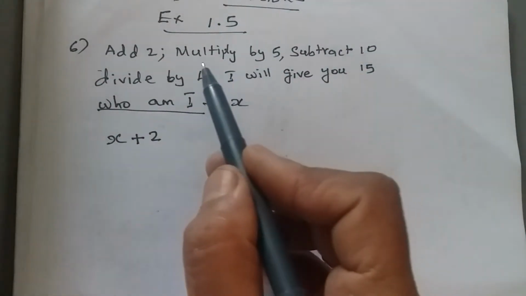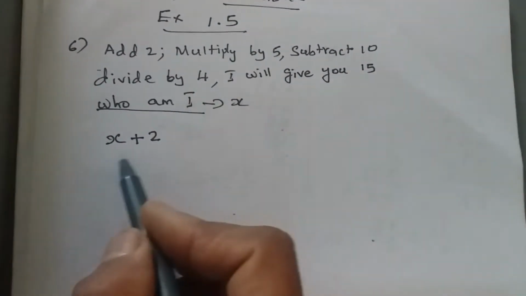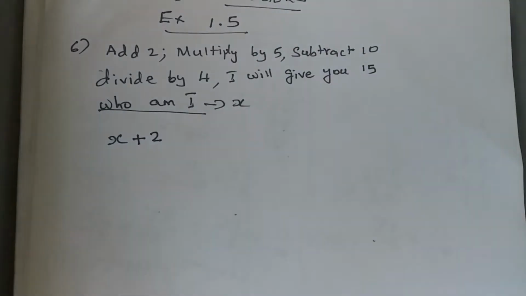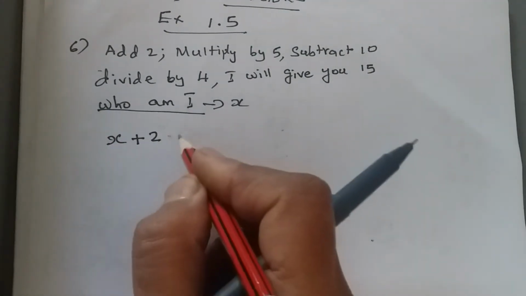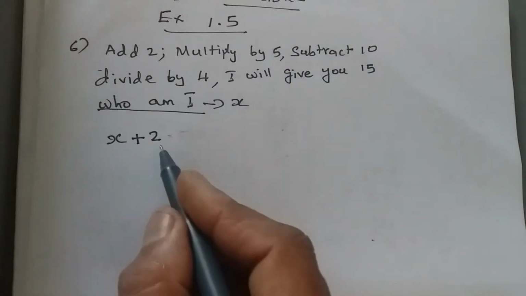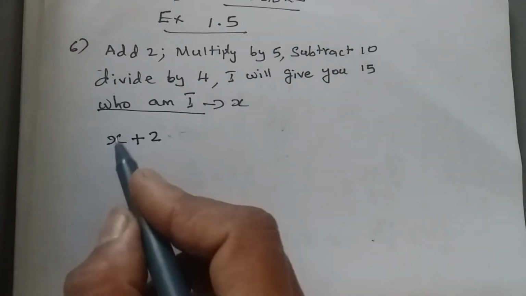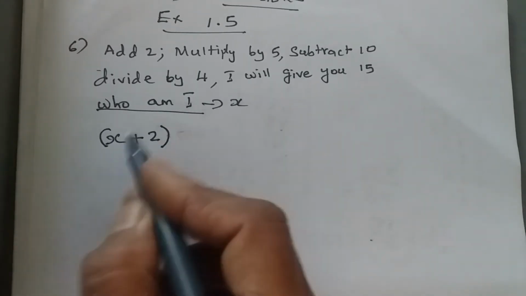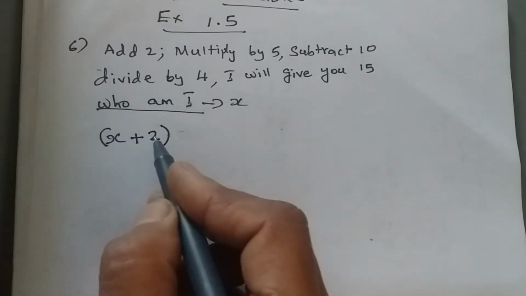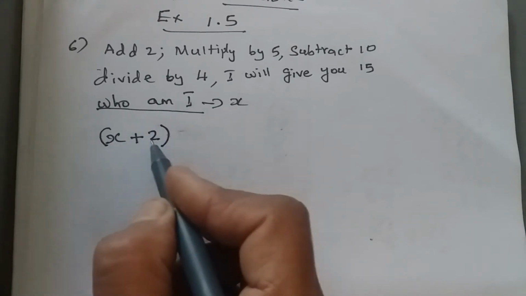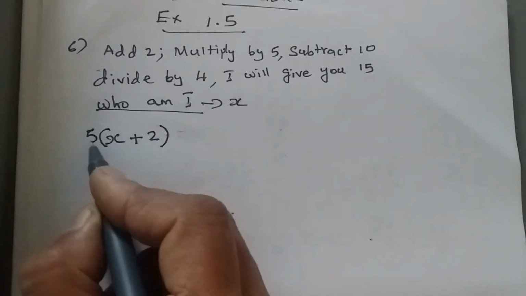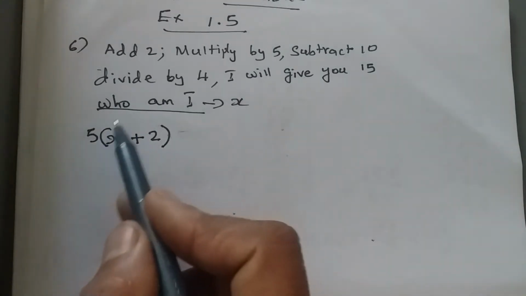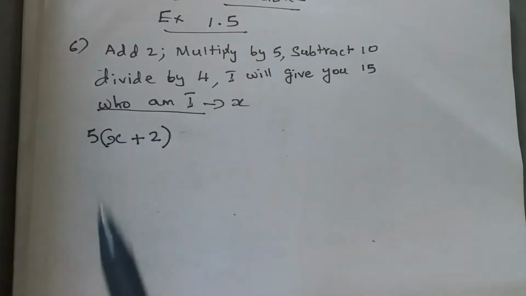Then what's the next one? Multiply by 5. After adding, this answer has to be multiplied by 5. If you simply put here into 5, then it means you are multiplying only 2 into 5. But after adding these two numbers, that unknown person x and 2, that answer has to be multiplied by 5. So x plus 2 into 5. We have to put bracket and 5. Then only the sum of these two numbers is multiplied by 5.